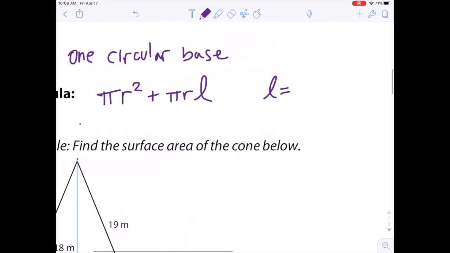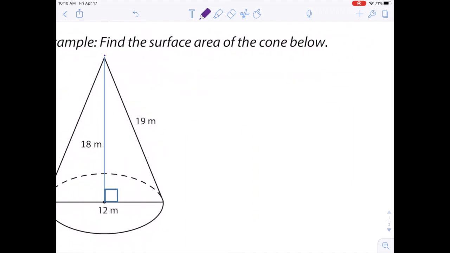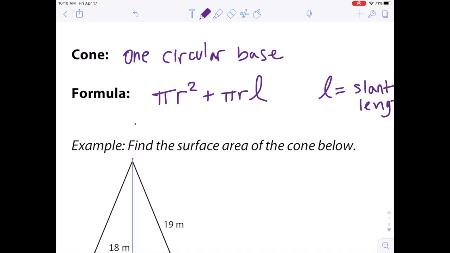I just need to make a note here. L is called, it's a cursive L. I don't know why. It's the slant length, which is the slanted part, this slanted part right here. Okay, so again, making sure we know what these pieces mean. This is the circle. And this is the curved surface.